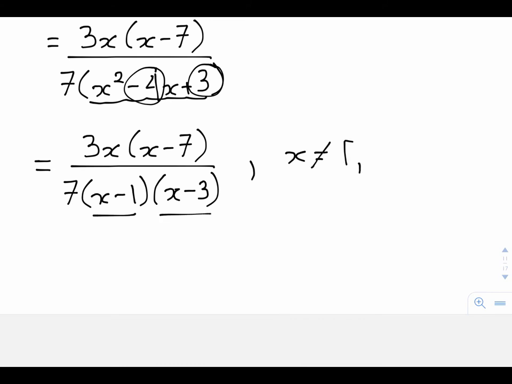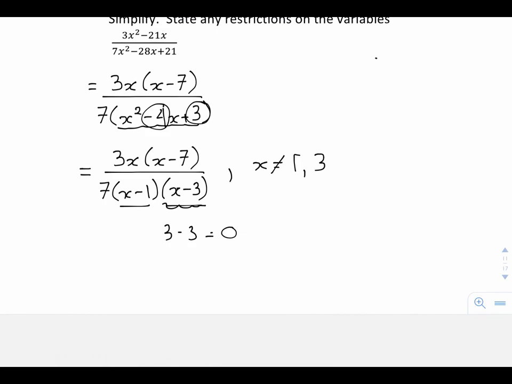As well, x cannot be equal to 3, because if x is 3, I'll get 3 minus 3, and this term here becomes 0. And whenever you divide by 0, you get an undefined expression.